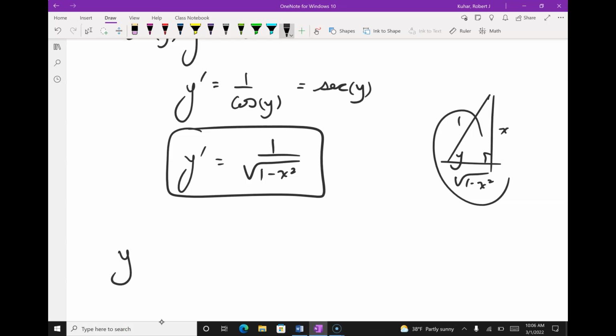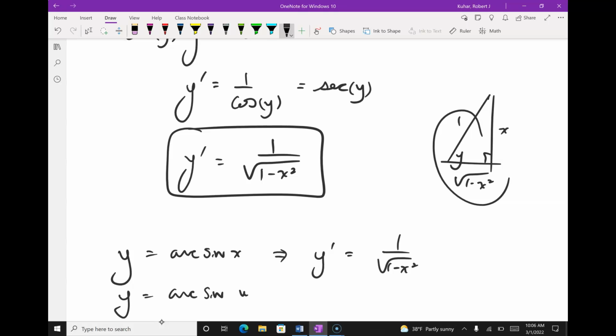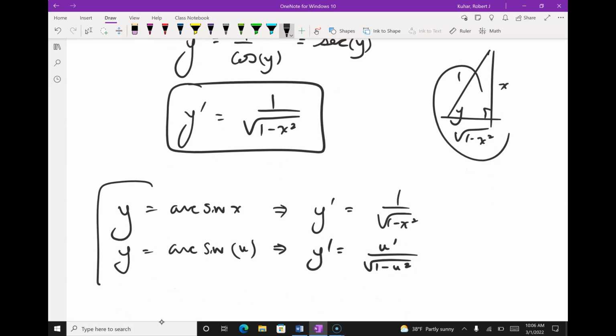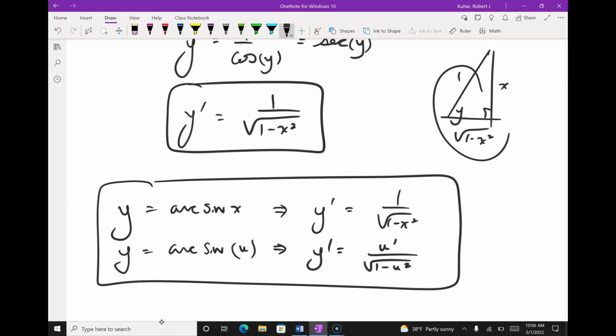We need two formulas. If y equals the arc sine of x, y prime is 1 over the square root of 1 minus x squared. And if y equals the arc sine of u, some arbitrary function that's not x, then y prime is u prime over the square root of 1 minus u squared. So we want both of those on our sheet, and then you do the last one. You do the cosine one, okay? You find out that derivative.